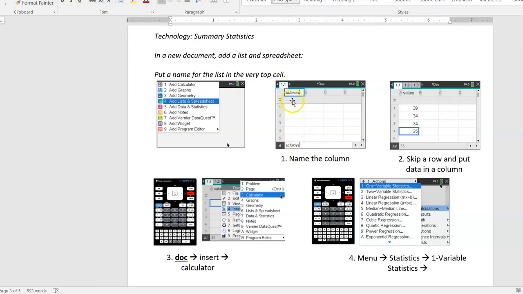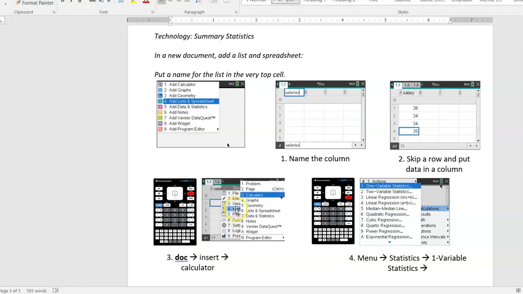So the way to do it, from your home screen on the calculator, you click on number 4, add a list or spreadsheet. You're going to get a screen like this. You have to put a name on that column. For example, you'll put colleges here, and then in each cell type in each individual value. So you put your eight values down the row. Don't put anything where it says equal. So you skip a row and put the data in a column.